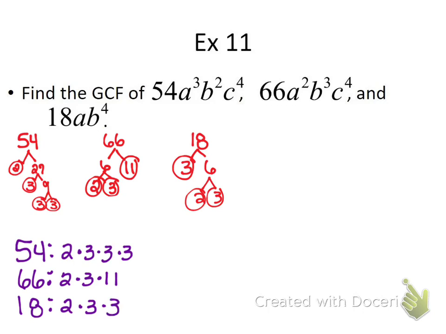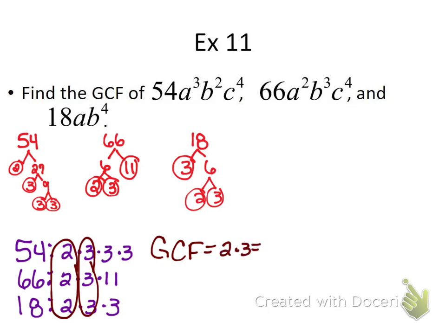Circle what they have in common. 2 and 3. So they all have a 2, and they all have a 3. Do they all share any other number? So then my greatest common factor is what? 2 times 3, which equals 6.